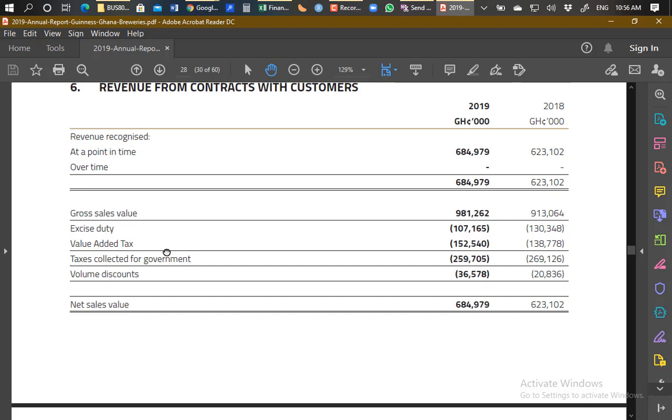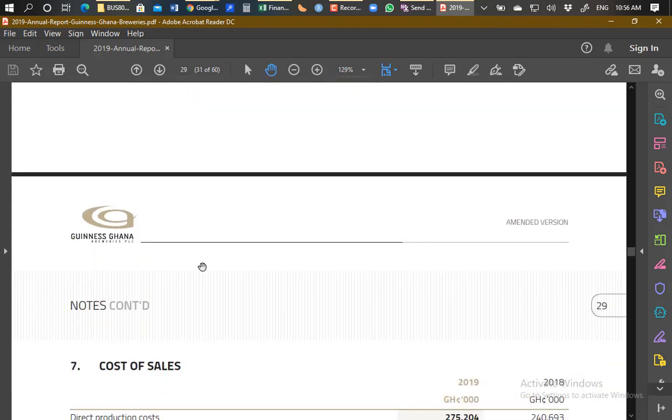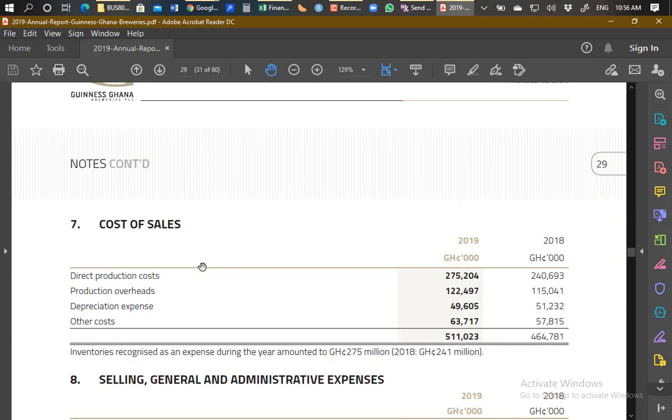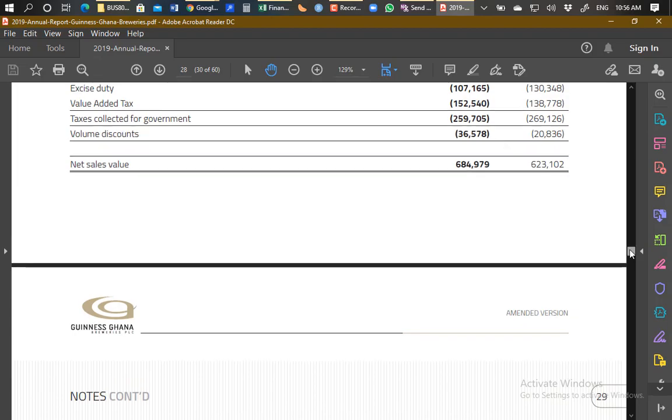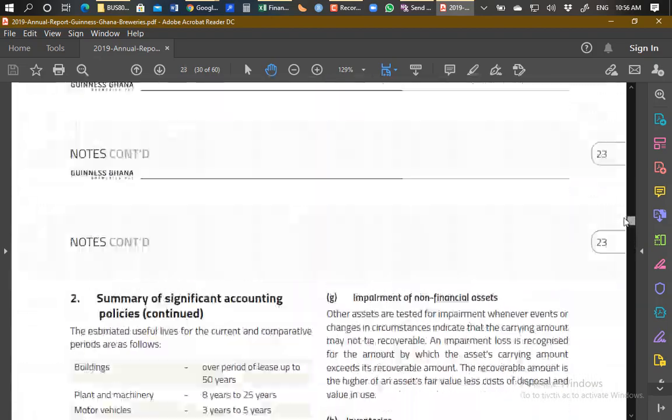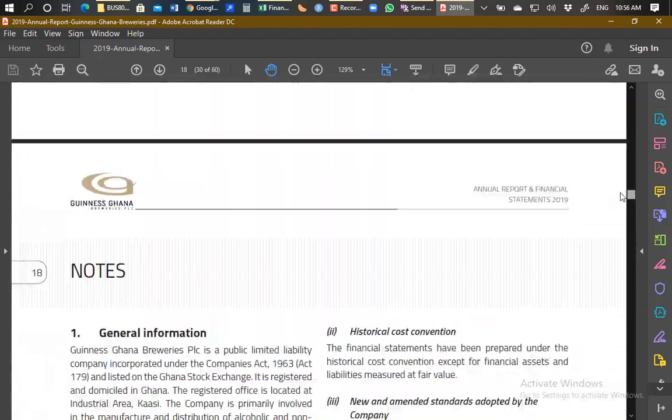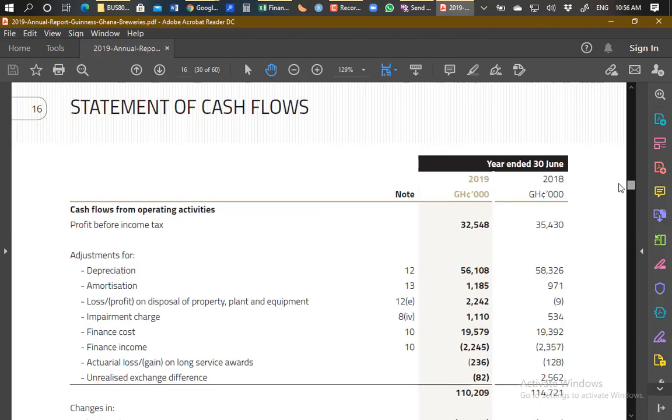Then gross sales, this is how it is broken down. Okay, there's no breakdown, but we have excise duty, value added tax, cash collected from government. So you see some level of detail. That's the meaning of the notes. If you go to note 7, it's on cost of sales. So it shows you the breakdown of the cost of sales: direct production costs, production overheads, direct depreciation expenses, other costs. Okay, so that is what the notes do, explaining the details that are normally hidden on the face of the financial statements.